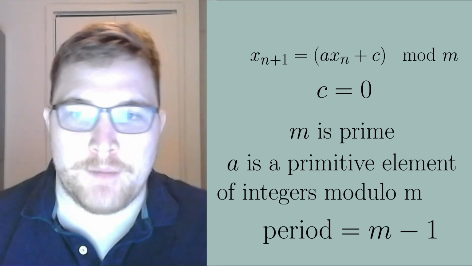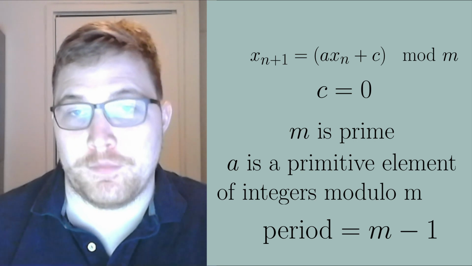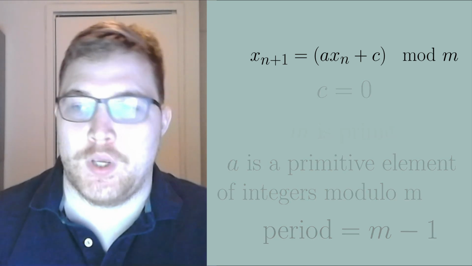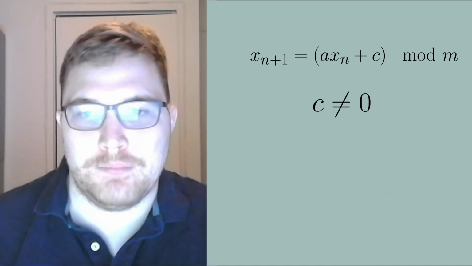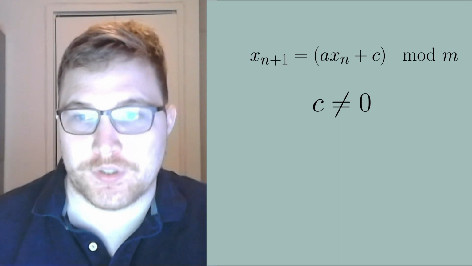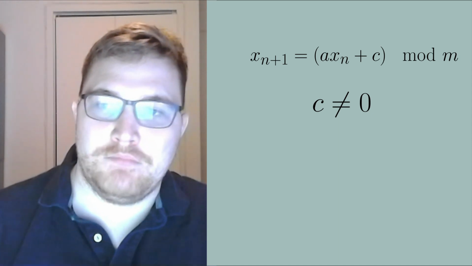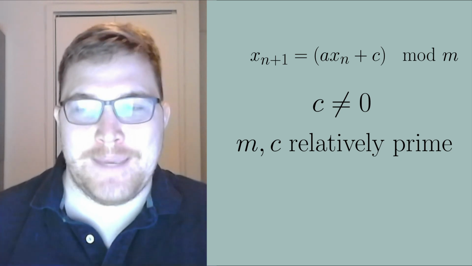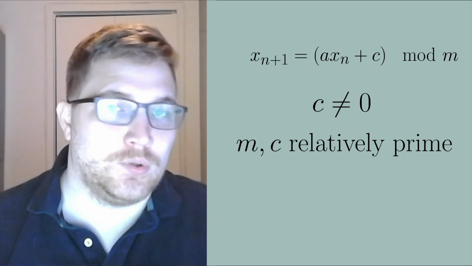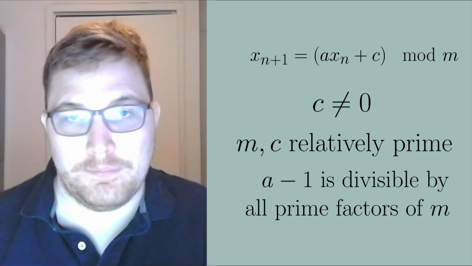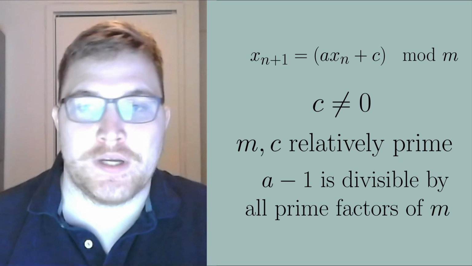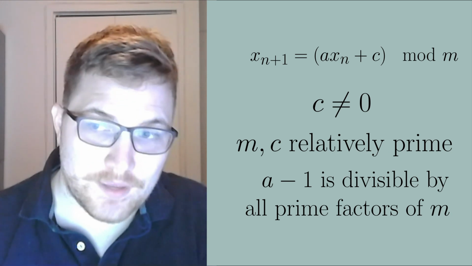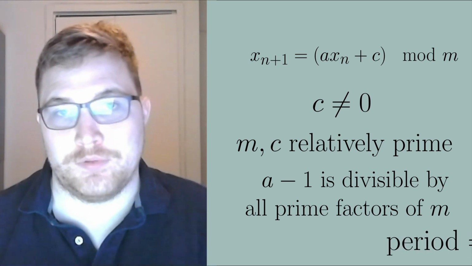Okay, so what about a case where the increment is non-zero? We can get a period equal to m if we choose our parameters correctly. We want m and c to be relatively prime. We want a minus 1 to be divisible by all prime factors of m, and a minus 1 is divisible by 4 if m is divisible by 4.